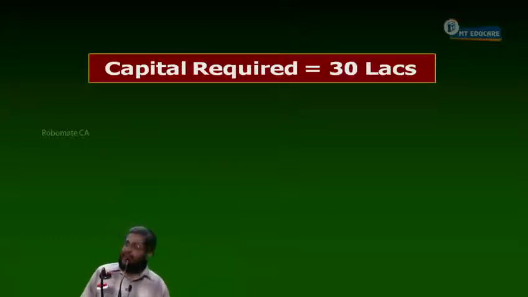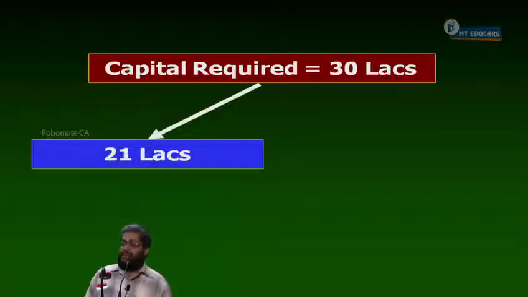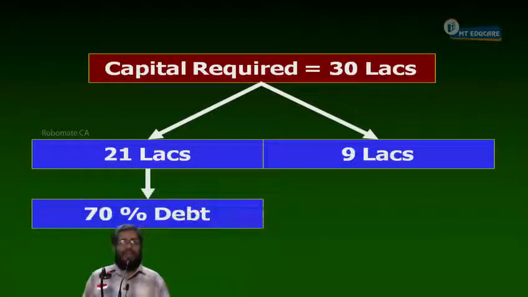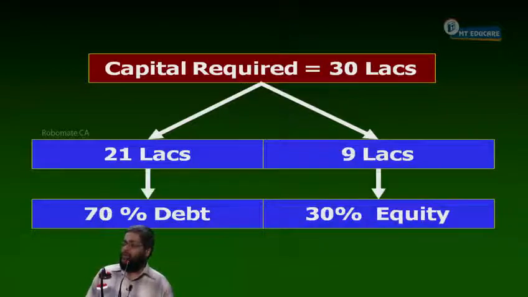Can I borrow the entire 30 lakhs or can I use the entire owned funds? No, I have to go for what ratio? 70-30. So for the new project, I have to raise 30 lakhs. I propose to raise 70% of it, 21 lakhs through debt and the balance 30%, 9 lakhs, through equity. This is 70% debt and 30% equity. Yes or no?